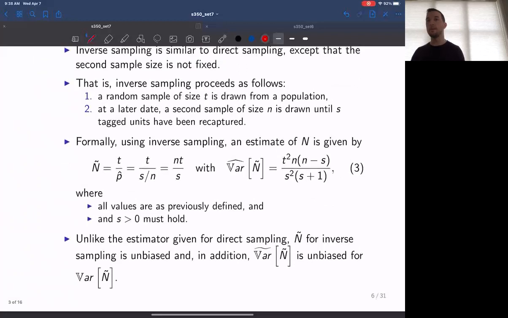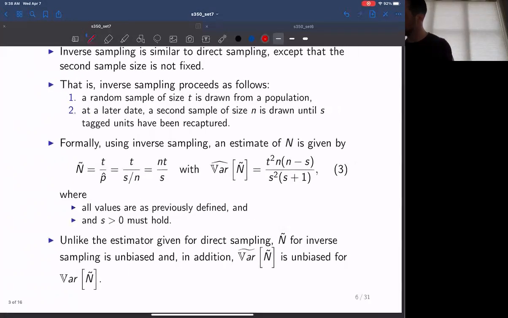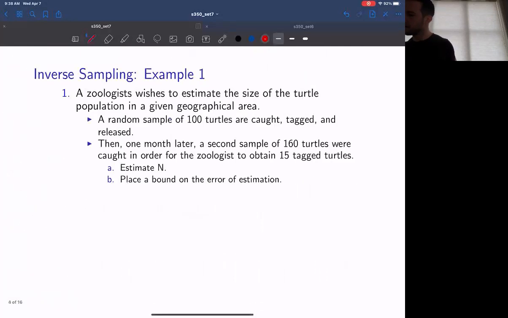Now, one of the nice things about the inverse sampling approach is that our estimator N tilde is unbiased for capital N, and the estimator for the variance of N tilde is also unbiased for the true variance of N tilde.